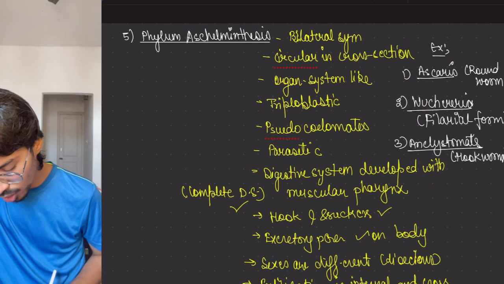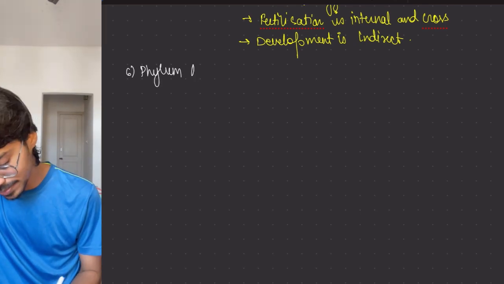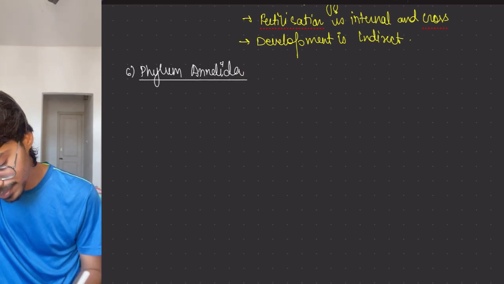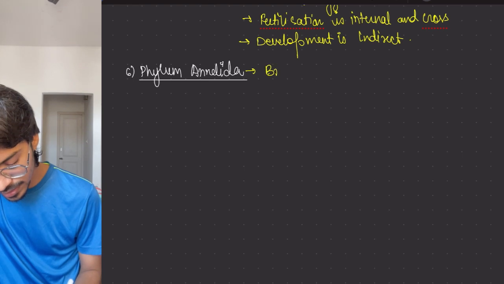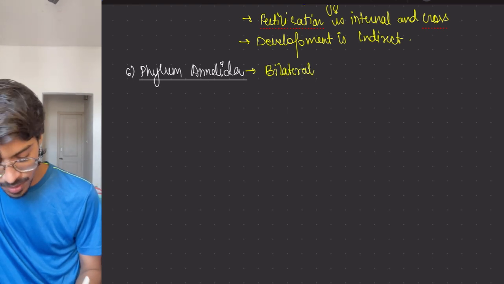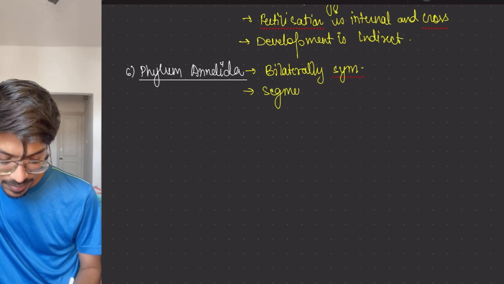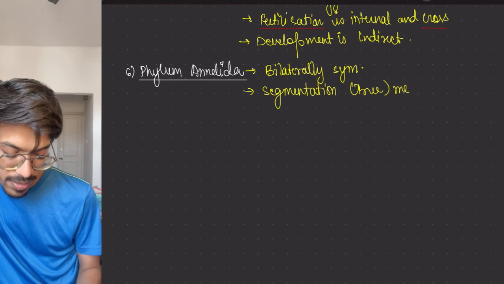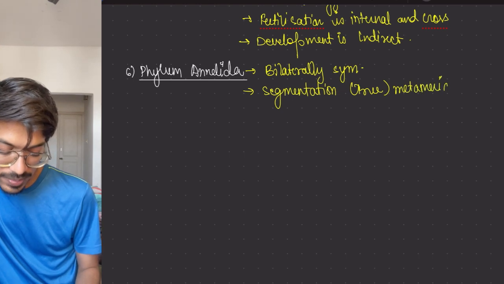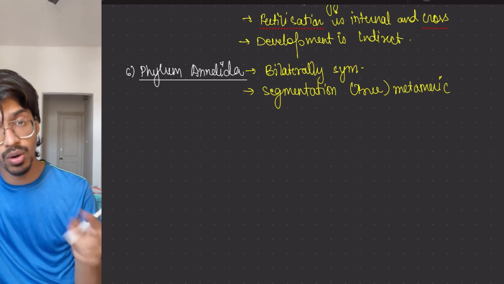Next comes our topic, the 6th phylum, the final phylum Annelida. In phylum Annelida, we have to study what? First of all, they are bilaterally symmetrical. Their body has segments, and these are true segments, so we call them metameric segments. True metameric segments are present internally and externally, throughout their life.